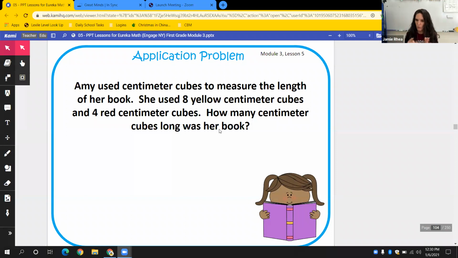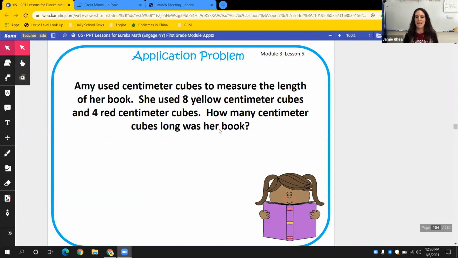All right, so what do good detectives always do? We always read through the problem first, right? Because we got to know what we're supposed to do. How do they want us to answer it? Okay, then we go back and look for clues. So let's read along. If you can't read this, read it with me.